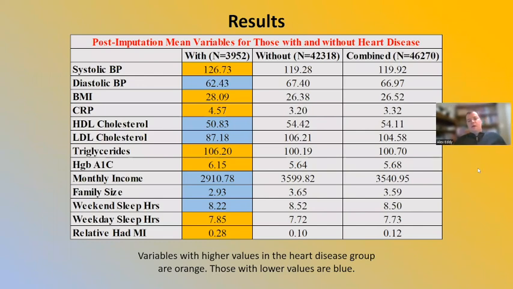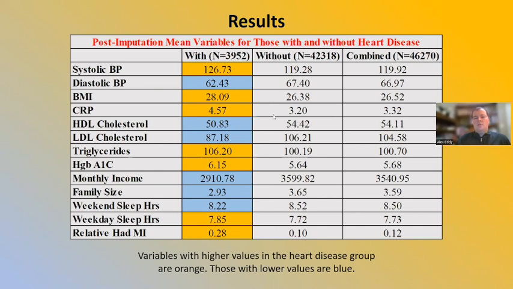Before moving on with any sort of analysis, just looking at the differences between the 2 groups, the group with heart disease on the left here with the colors and the group without. So orange boxes represent values that are higher in the group with heart disease, and blue boxes represent values that are lower in the group with heart disease. So we see a lot of expected results here. Systolic blood pressure is higher in the group with heart disease, BMI, CRP, triglycerides, A1C, and so on.